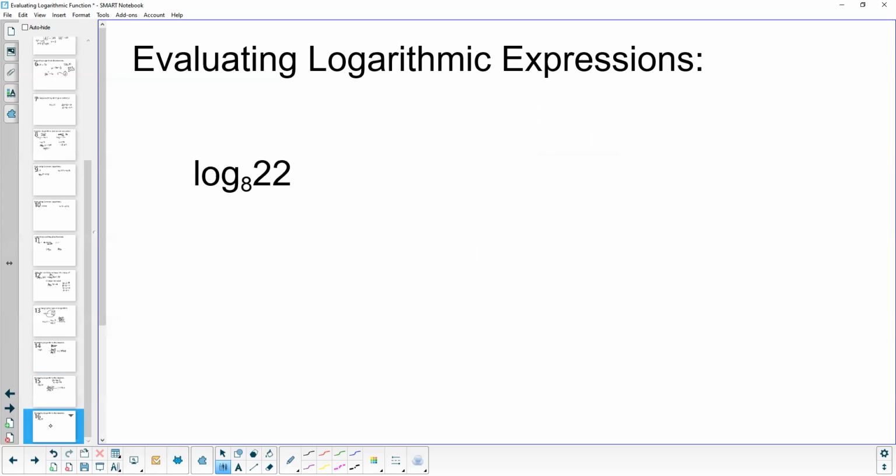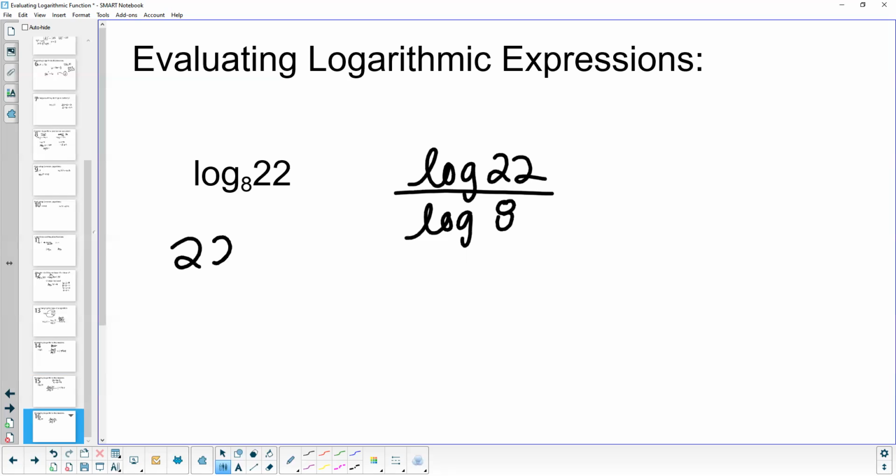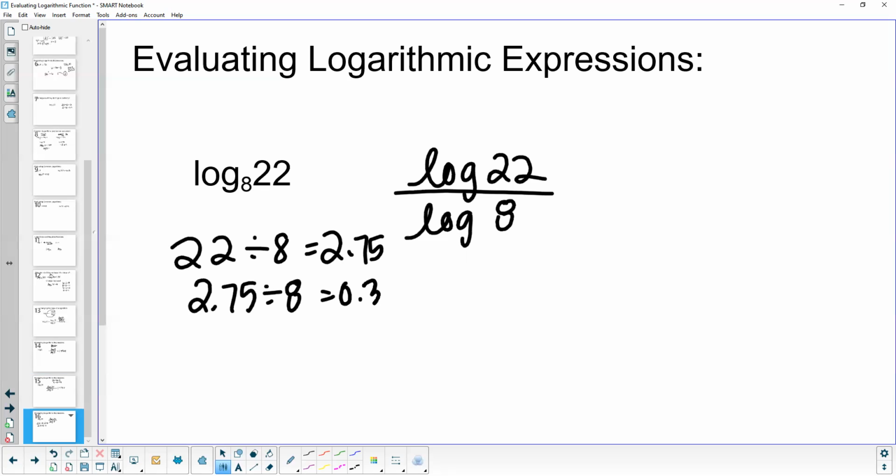Now let's take a look at this last one here. We're going to do that same sort of thing, our change of base. We want a log of 22 divided by a log of 8. Now remember, we can always check to see if this is right by doing our 22 divided by 8. If we do 22 divided by 8, we end up getting something like 2.75. And then we take our 2.75 and divide it by 8, and that is going to give us something like 0.34. And so we know it's going to be somewhere between 1 and 2 divisions, or that answer is going to be a value between 1 and 2.